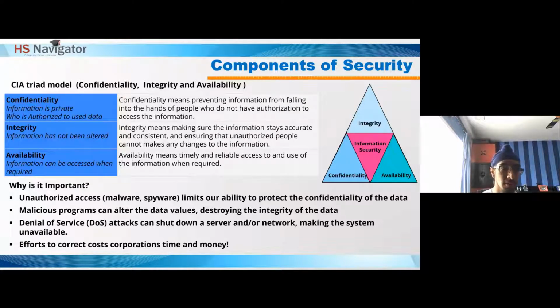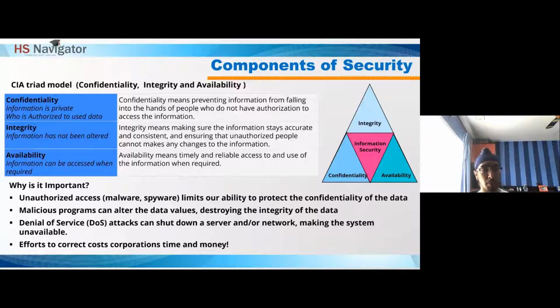And the last thing is availability. Availability means information can be accessed when required. That basically means, if I want this information, can I always access it? If I always want to be able to access information, how can I make sure that no matter what disaster happens, no matter what attack happens, I will always have timely and reliable access to use the information?